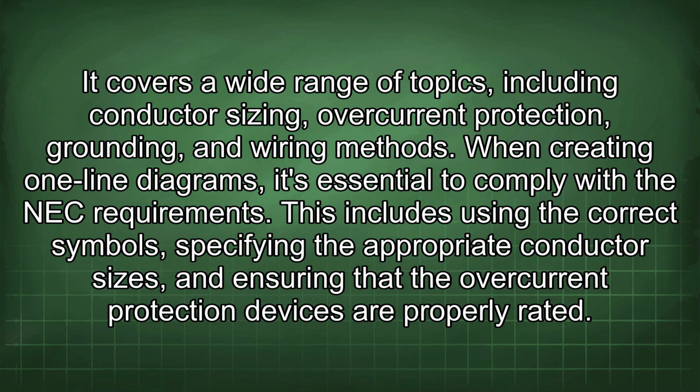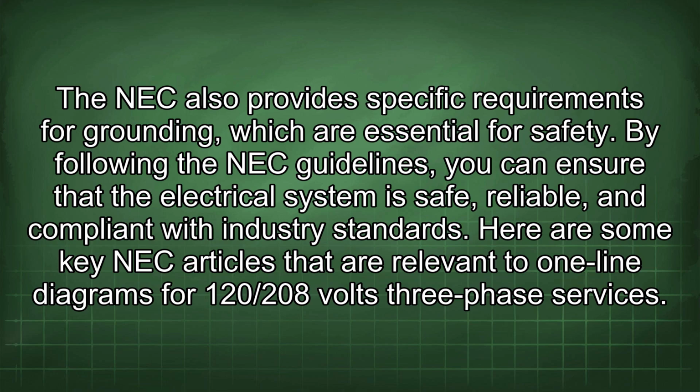This includes using the correct symbols, specifying the appropriate conductor sizes, and ensuring that the overcurrent protection devices are properly rated. The NEC also provides specific requirements for grounding, which are essential for safety. By following the NEC guidelines, you can ensure that the electrical system is safe, reliable, and compliant with industry standards.